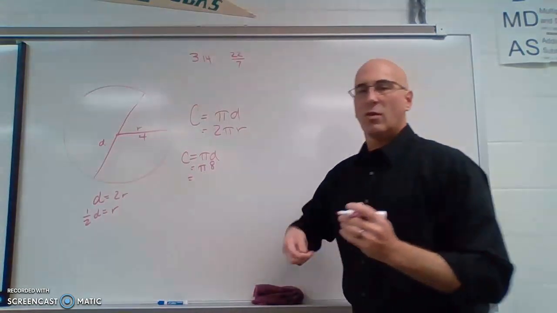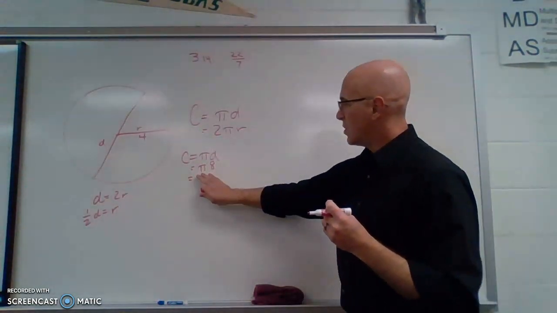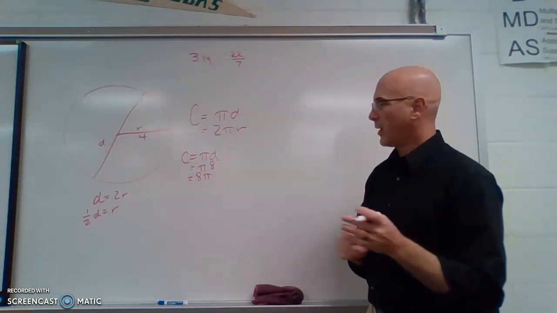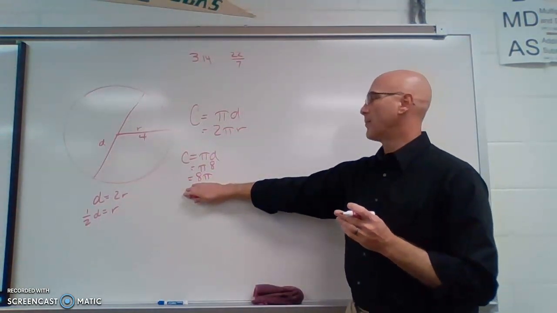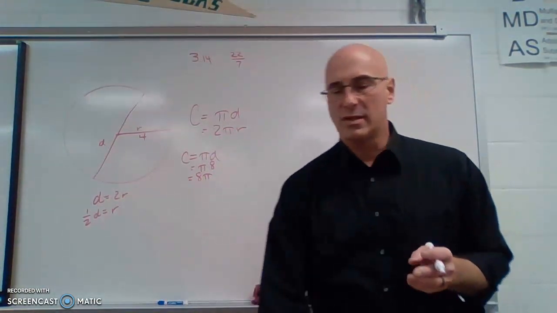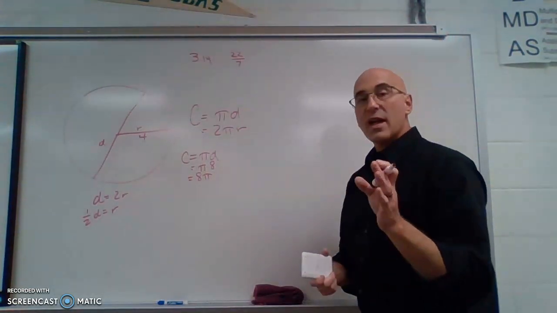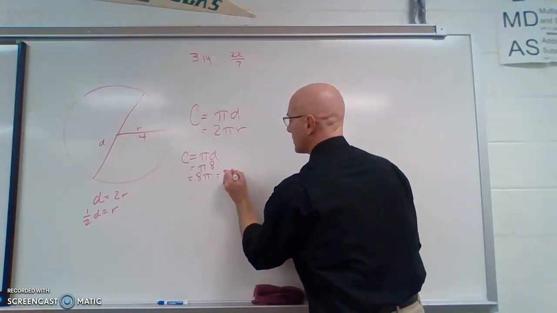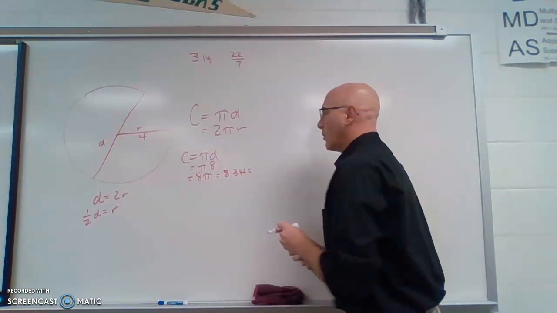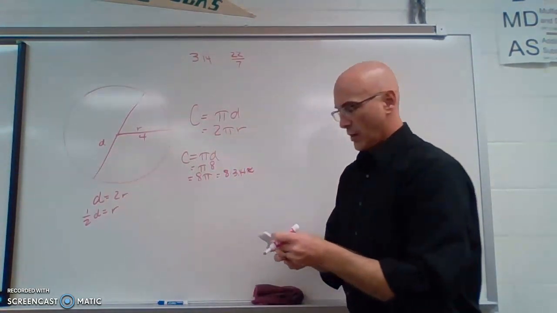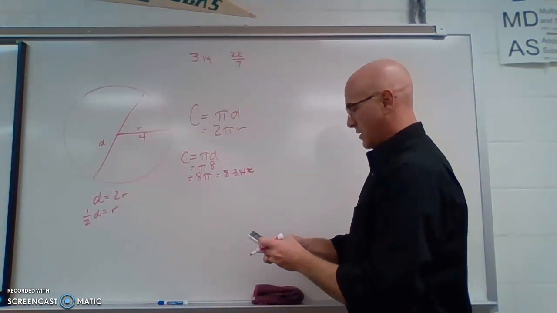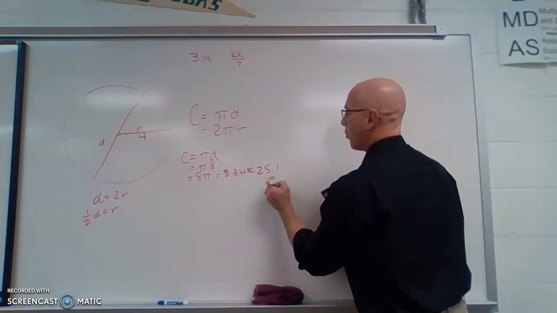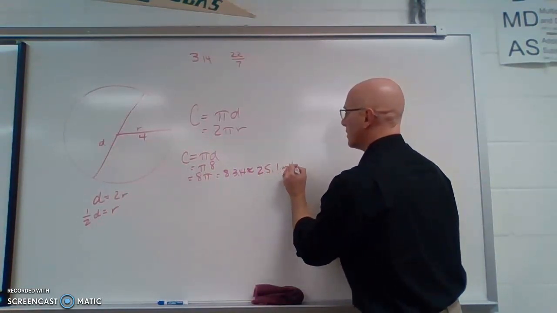What is conventional is we usually write 8 pi. It just looks better, okay? This is the exact distance around, 8 pi. Now, if we were to estimate it to the nearest tenth, we might use 3.14. So we would say 8 times 3.14, and we would get an approximation. If I multiply 8 times 3.14, I get 25.12. So 25.1 units.